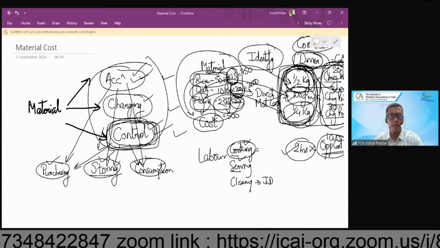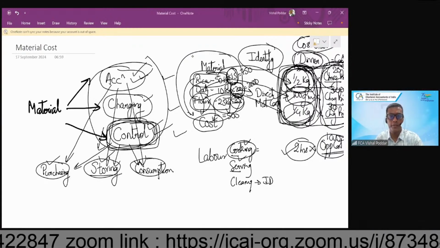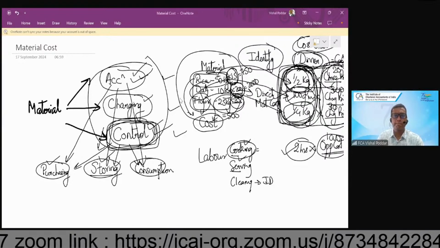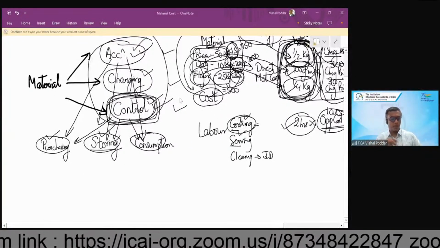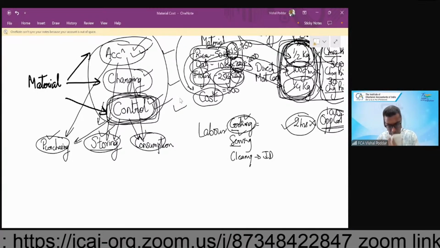Actually, you're not unmuted. Morning, sir. Yeah. Good morning, beta. Please. Sir, in this study material, it is written that cost accounting is concerned with accumulation and allocation of cost to different cost objects. Okay. Sir, my question is, what is the meaning of accumulation of costs?